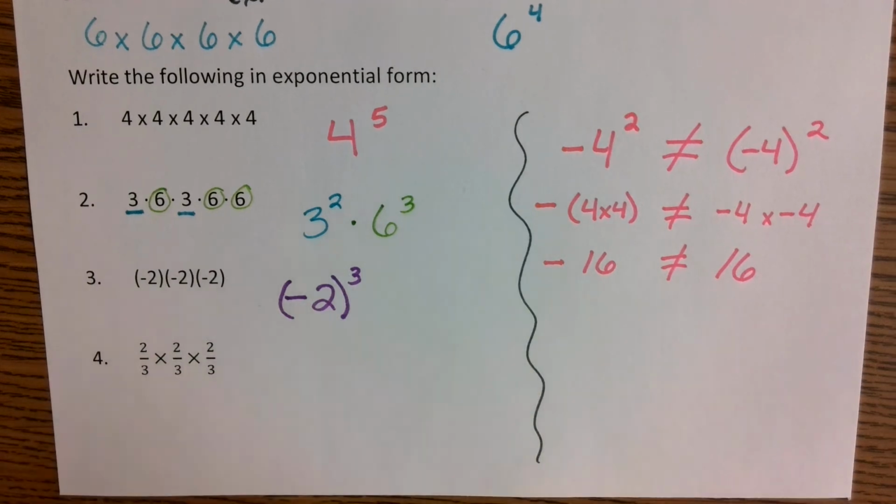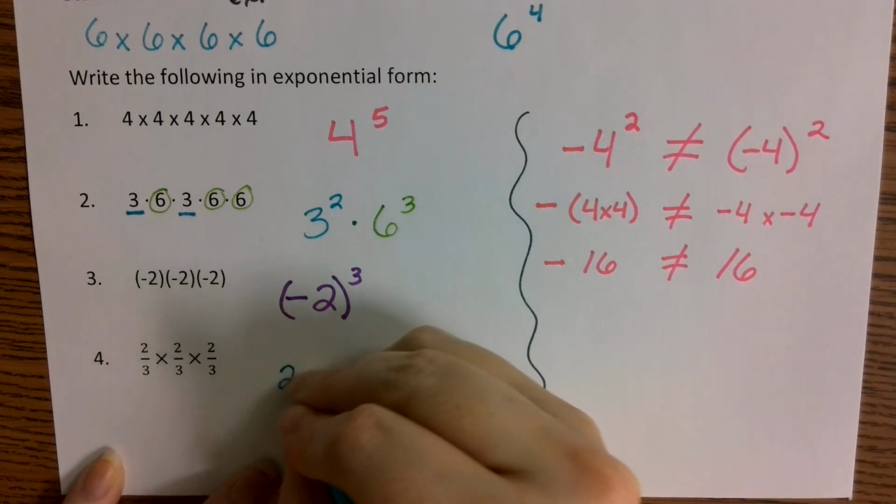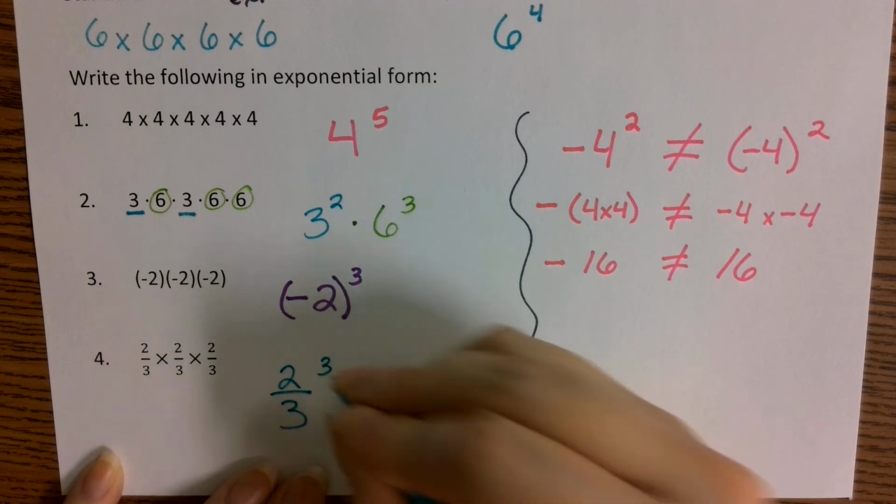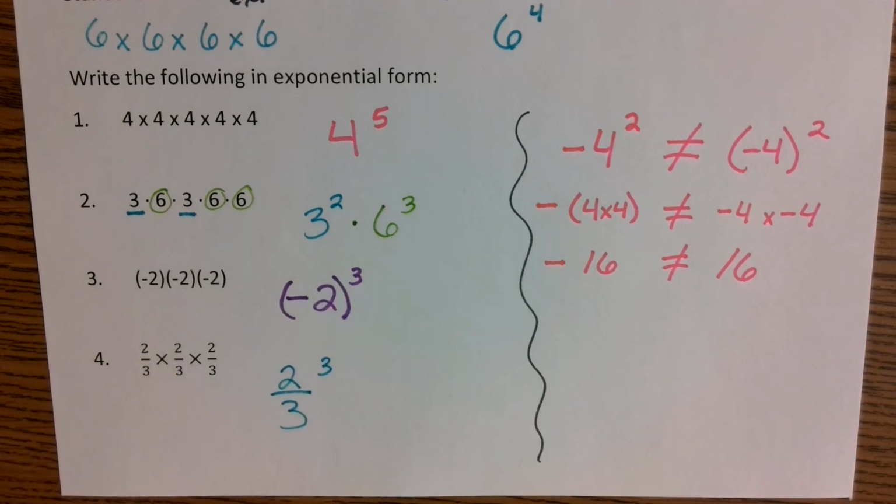Okay? What about for problem number 4? 2/3 times 2/3 times 2/3. What did you have, Bridget? 2/3 cubed. Okay? Like that? Yeah? That is actually not the same thing. Why? What do you think we need?